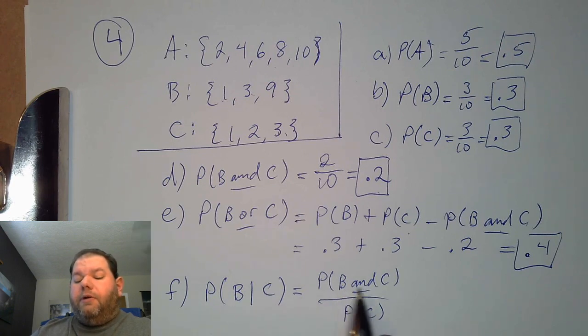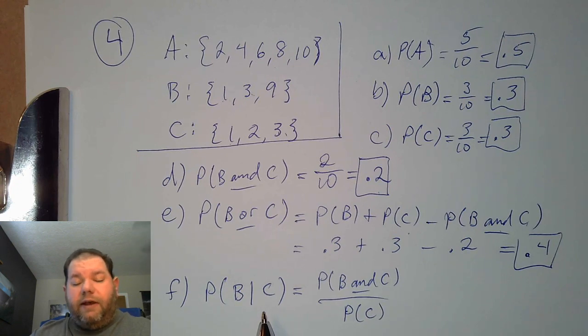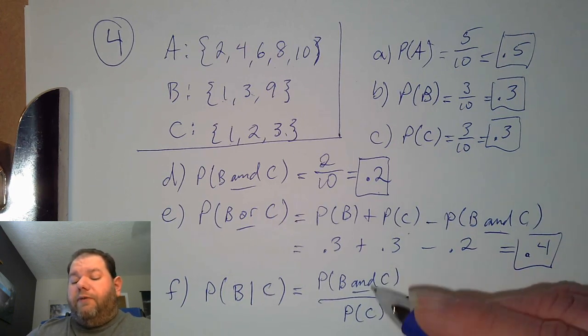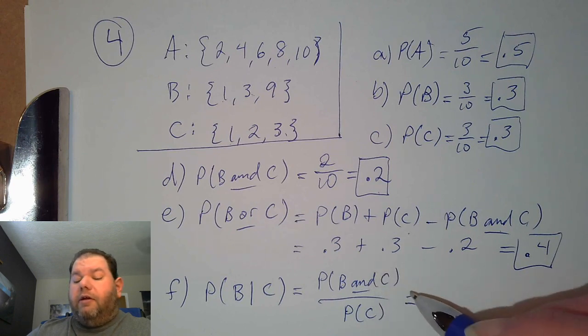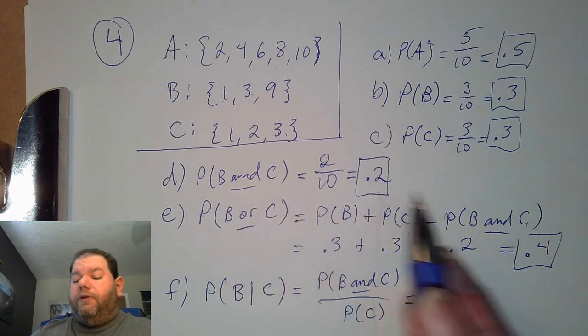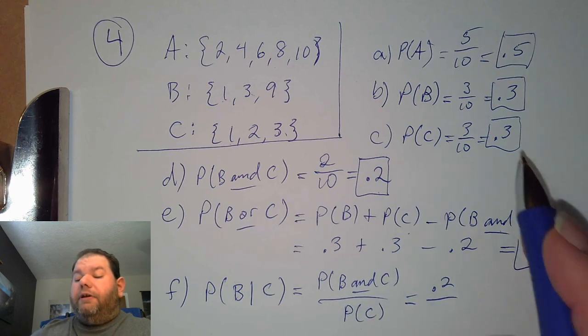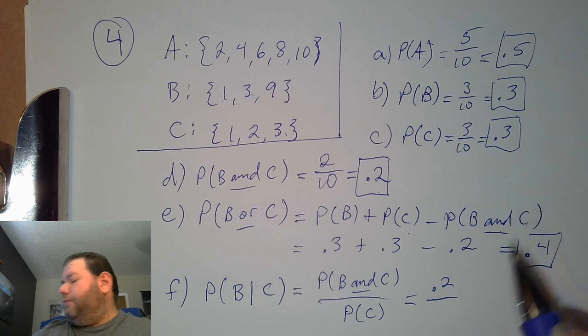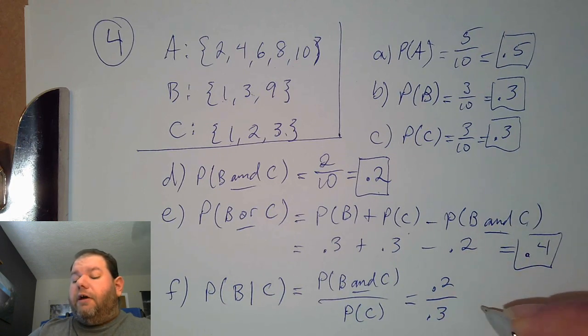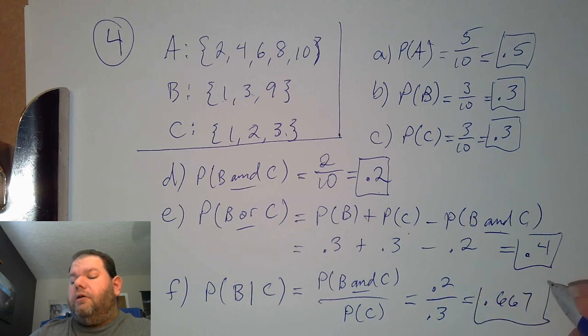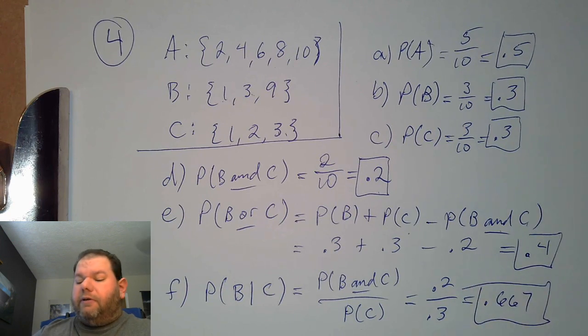So we get both of them in the numerator, B and C. And then the second one, the one that we assume, or we know already has happened, we put that on the bottom. And again, we've seen both of these values already. The probability of B and C is 0.2. And for probability of C, that's 0.3. And then we just divide 0.2 by 0.3. And that gives us 0.667.